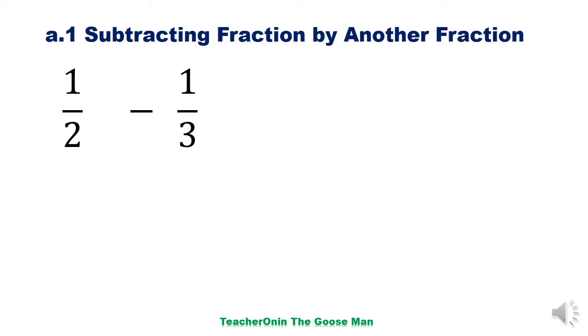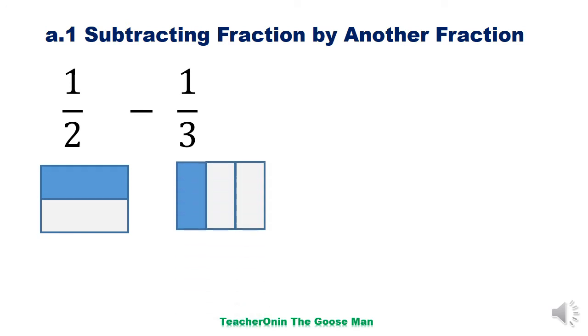Let's visualize 1/2 and 1/3 respectively. So this is 1/2 and this is actually 1/3. But take note they are not comparable. So to make them comparable, I'll cut 1/2 into 3 columns. Okay, like this. While 1/3 into 2 rows. So, okay, they are now comparable.